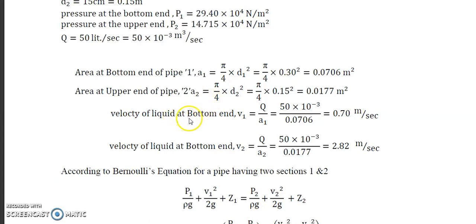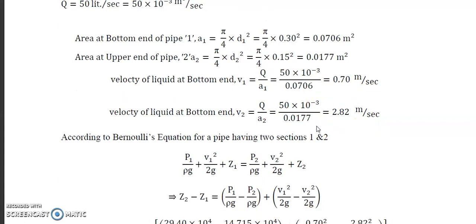So the velocity of the liquid at the bottom end, V1 is equal to Q by A1, that is 50 into 10 to the power minus 3 by 0.0706, is equal to 0.70 meter per second. Like that we can calculate the velocity at the upper end. The upper end V2 is equal to Q by A2 is equal to 50 into 10 to the power minus 3 by 0.0177. That value will come 2.82 meter per second.